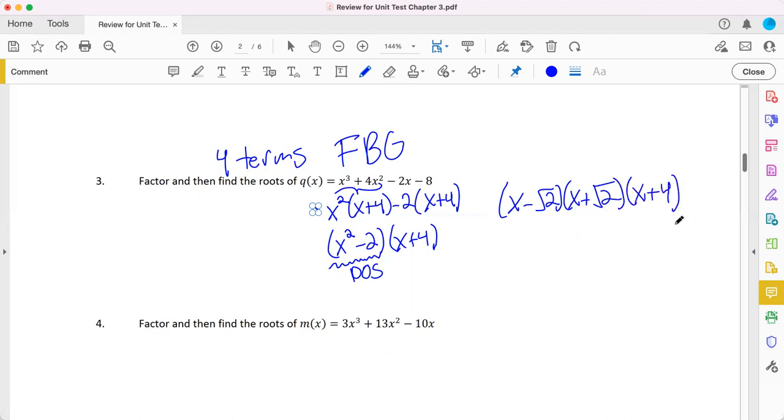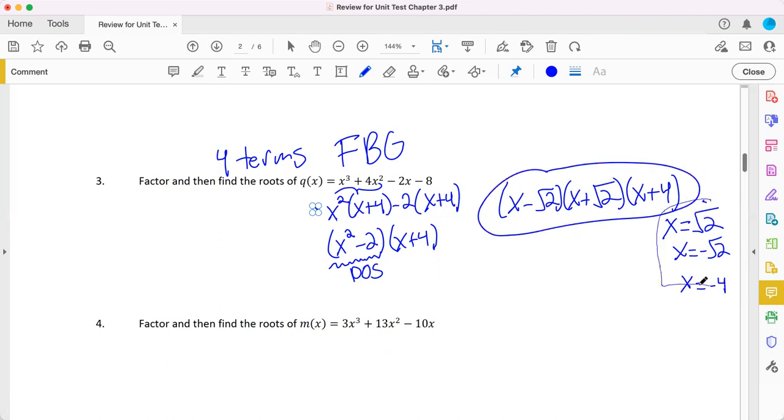And so you'll now get 3 roots: square root of 2, negative square root of 2, -4. So this is all factored, and these are your roots. Capisce?